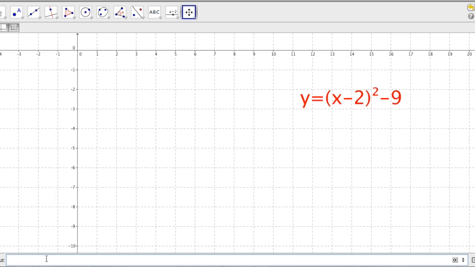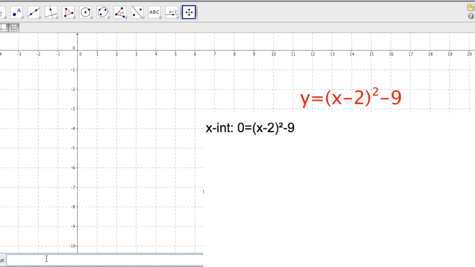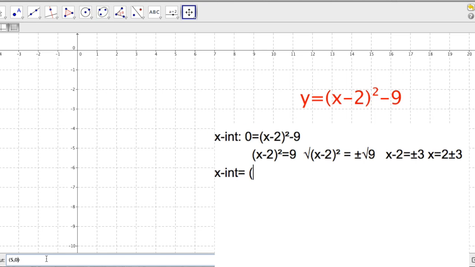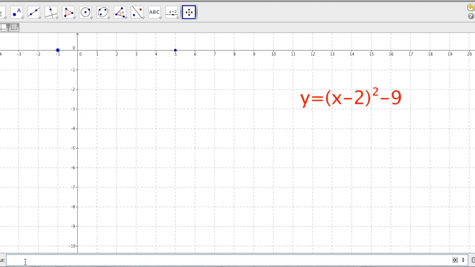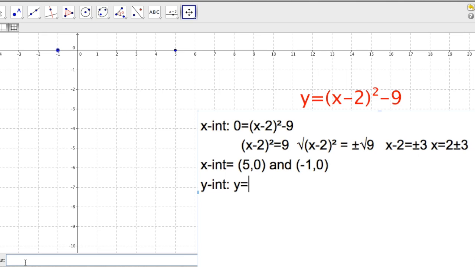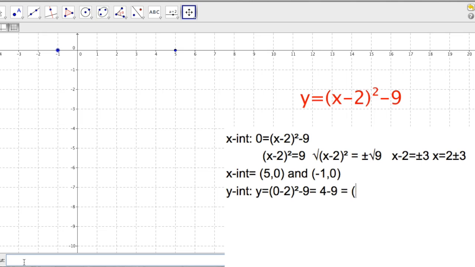Here in this equation, so you can find the x-intercept, you have to solve without expanding. In the end, you will come up with one single equation, which is x equals 2 plus or minus 3. With this equation, you will come up with two possible answers, which will be 5 and negative 1. Here, to find the y-intercept, you have to plug in 0 for x, which in the end gives an answer of negative 5.